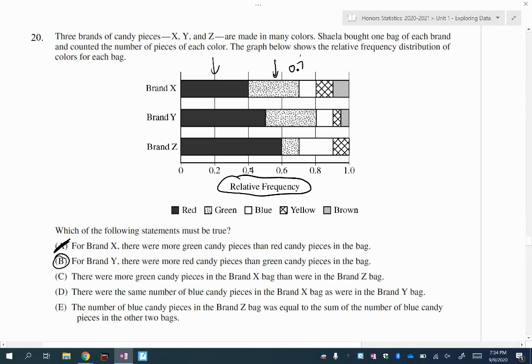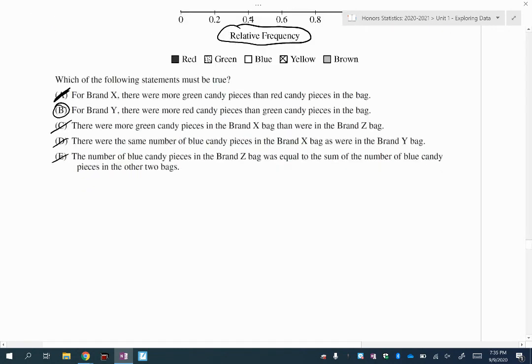Let's check C, D, and E. When I look at C, D, and E, all of these answer choices are trying to compare brand X and Z, brand X and Y, and then brand Z with the other ones. The problem, guys, is that we don't know how many candy pieces were in each brand. So I can't compare across brands here because I don't know if they have the same number of candy pieces in each bag. That's why they're trying to trick you with C, D, and E. They'll try like, oh, look, the bar is bigger for that one, but you can't compare it to different brand letters. Okay, 21.